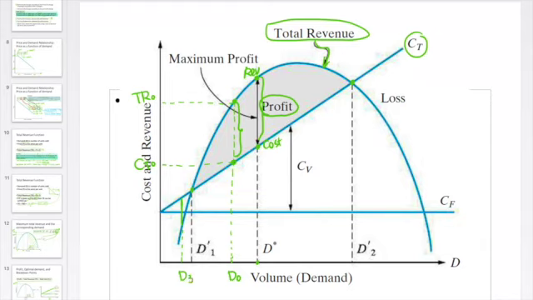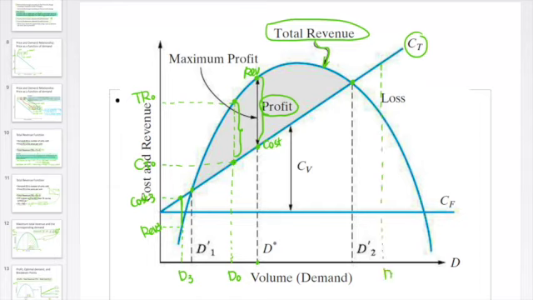if you're looking at the D here, maybe this D3, your cost is higher than your revenue. Wow, so you cost more than your income, which means your profit is a negative number. You're losing money, right?